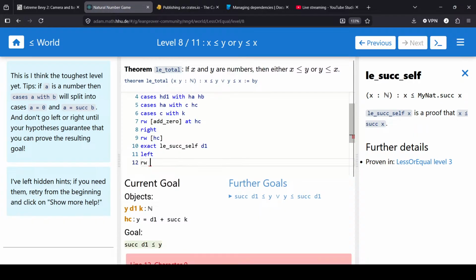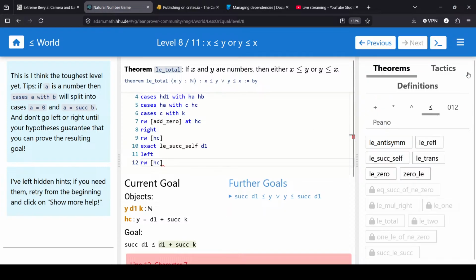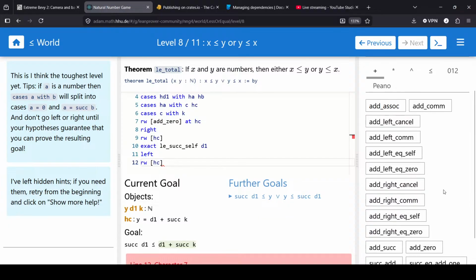So if I rewrite HC, because before the c could have been 0 and that would have gotten me trapped. But now it has to be at least 1. So now I can add suck. I can use add suck. Okay, hold up.